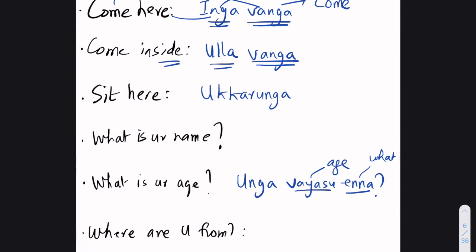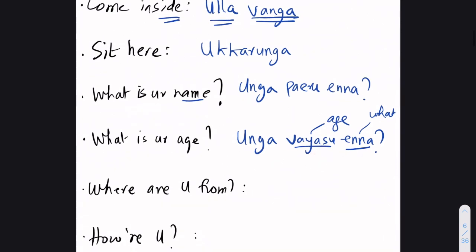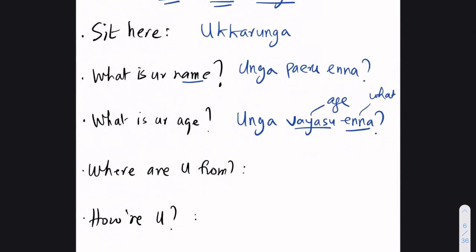What is your name? So name is peru. Okay. Maybe I can use this. P-A-E-R-E. Unga peru enna. So, what is your name? Peru means name. Unga means you, respectfully. Enna is what? What is your age? Unga vayasu enna.